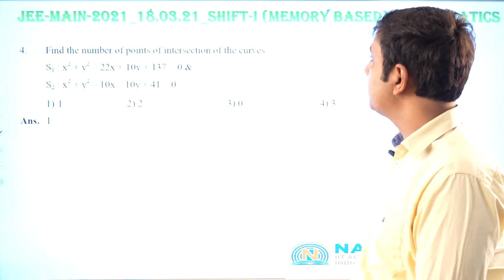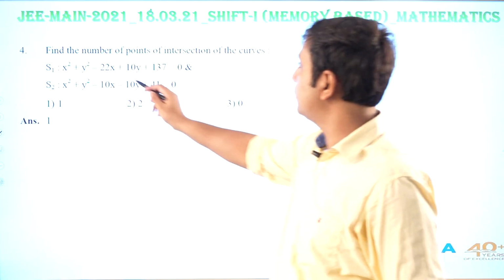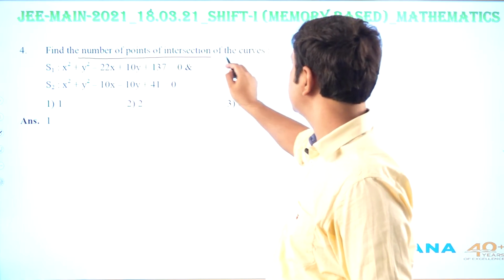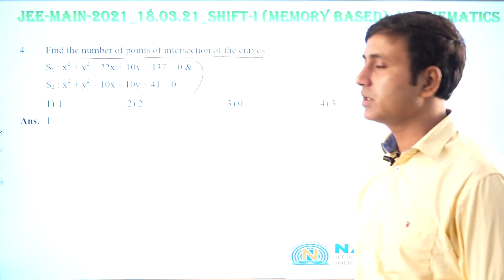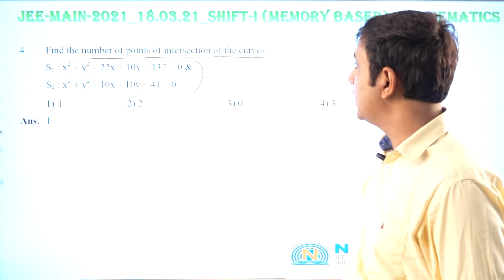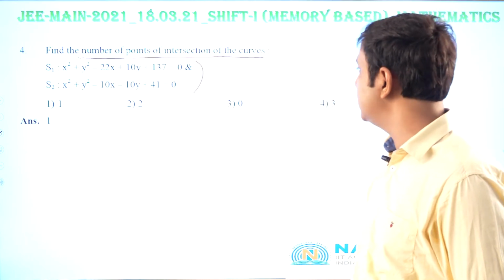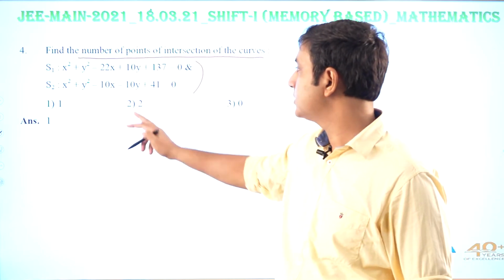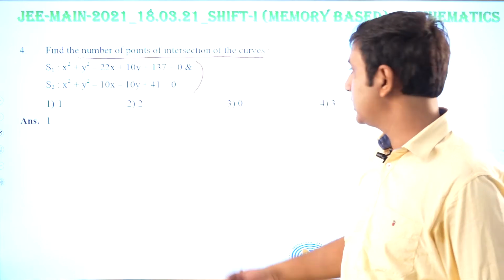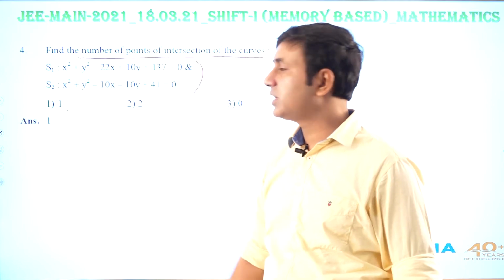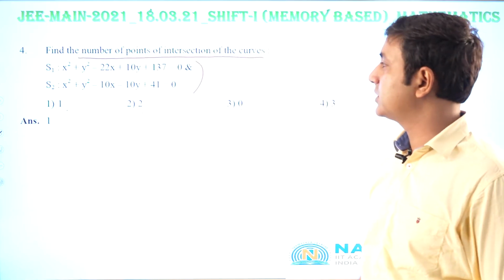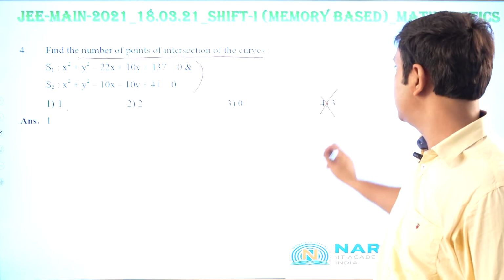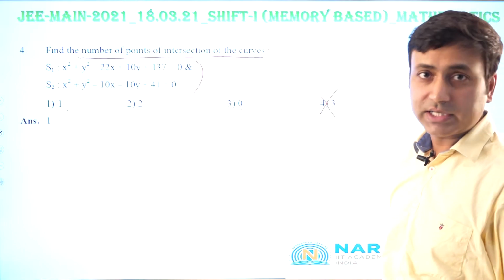In this question, we have to find the number of points of intersection of these two curves, and these two curves are nothing but circles. So circles can at max intersect at 2 points, or they can intersect at 1 point if they touch each other externally or internally, or the points of intersection can be 0. This option is ridiculous. Circles cannot intersect at 3 points.